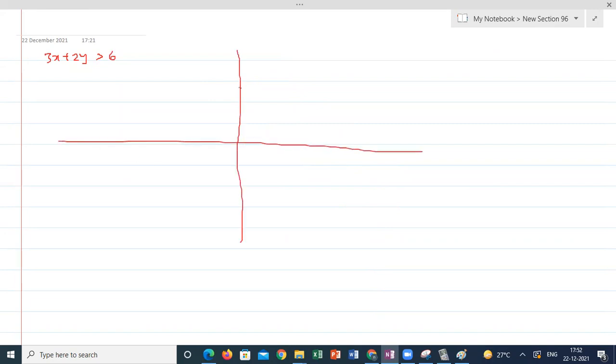Suppose I'm taking an expression 3x plus 2y greater than or equal to 6, or I'm taking greater than 6 in the beginning. Draw the line which is touching it. This is (3, 0), and this is (0, 2), and this is a line which represents 3x plus 2y is equal to 6. But it should not be equal to 6, so the point which is lying on the line is not the solution.